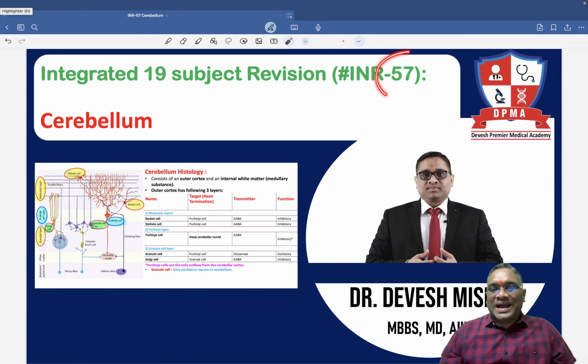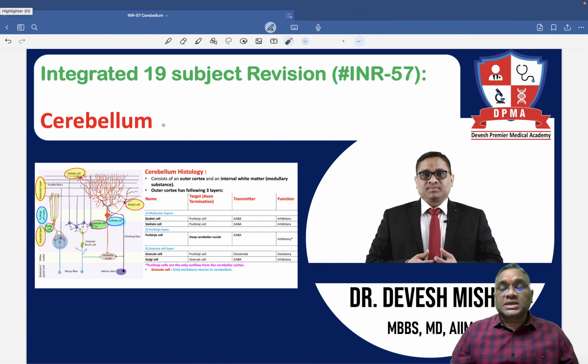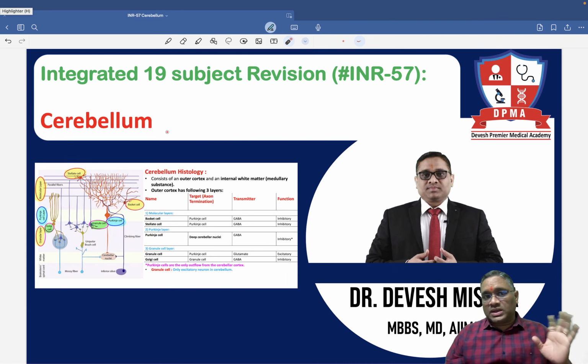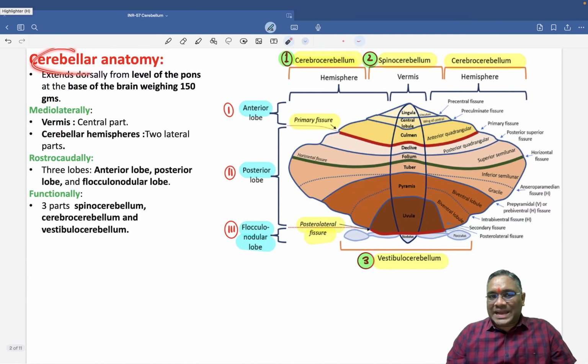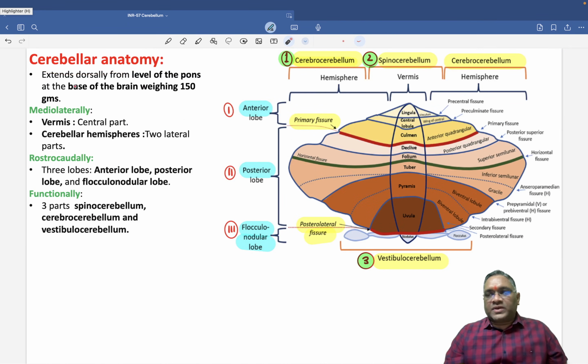Hello everyone. In this INR number 57, we are going to discuss a very important topic which came in all exams, especially NEET and INICT exam, and that is cerebellum and its anatomy. So what is cerebellar anatomy? First we have to understand what will be the extent of cerebellum.